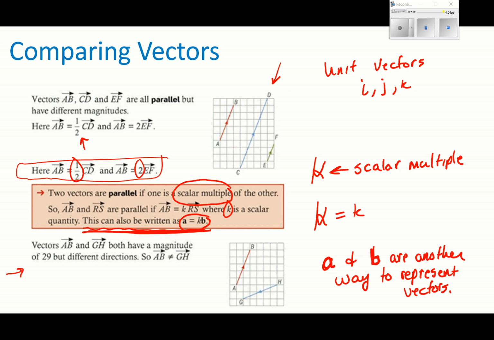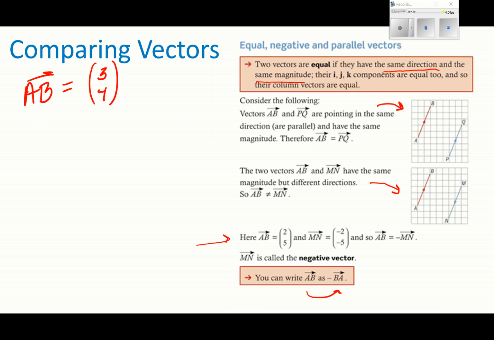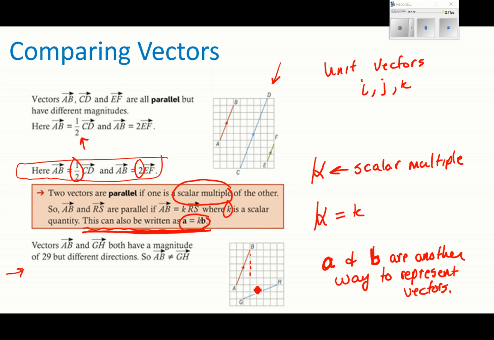All right, and the last piece down here at the very bottom, vectors AB and GH have the same magnitude. So if we were to find the magnitude of each one, we could use the Pythagorean theorem, create a right triangle on each one, and we could find that the magnitude is √29, but these are going in different directions. So we can see with the arrow in the middle there, they're going in different directions. So therefore, they are not equal vectors.